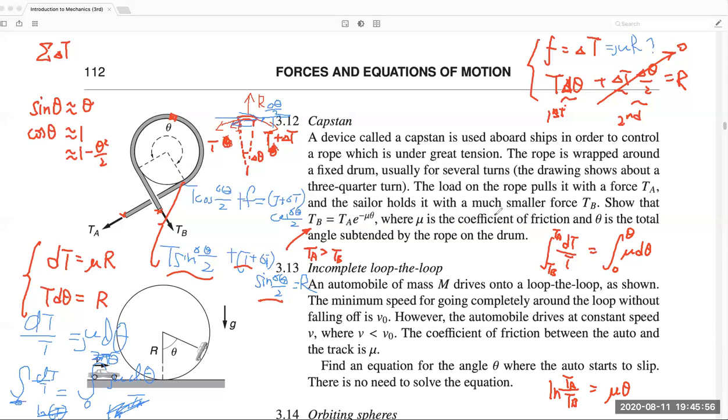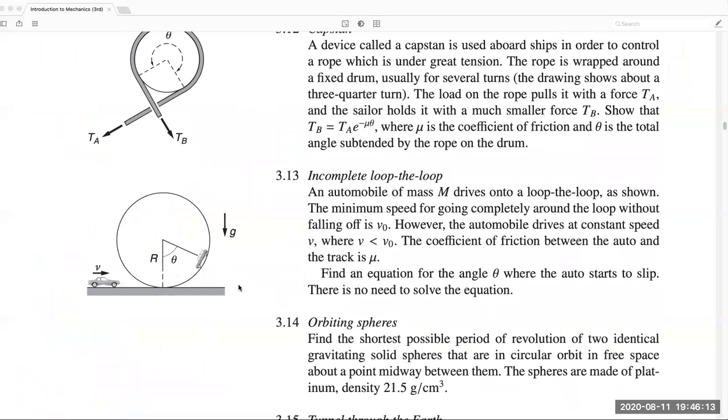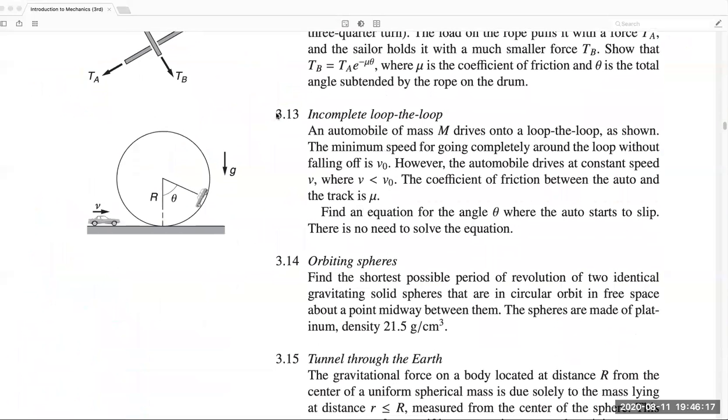This one is a very typical question. Any question? No? Then you capture the screen and then we go on. Look at 3.13.